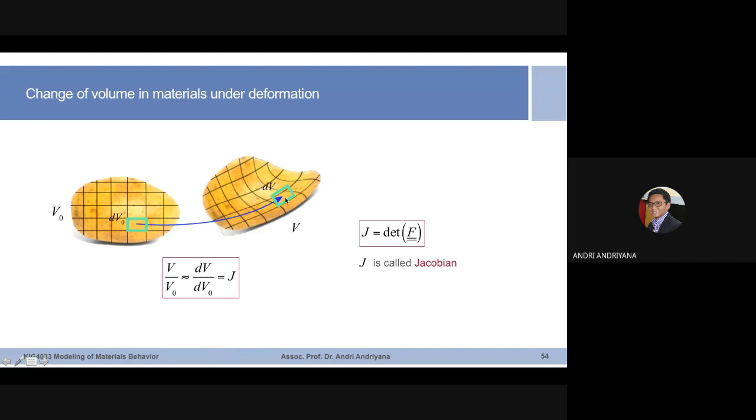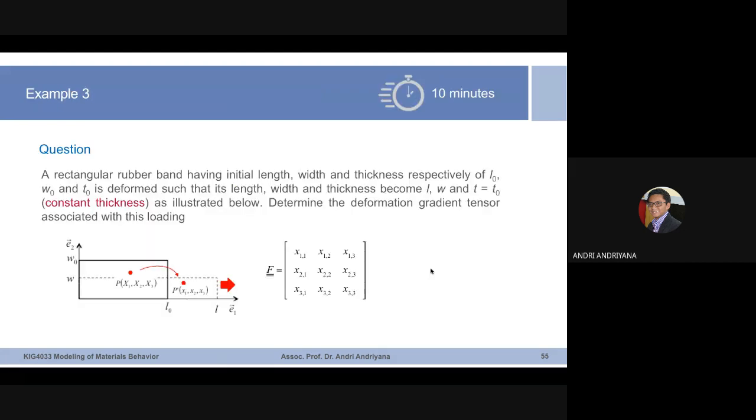So the change of volume of the potato, I can predict it from the change of volume of this small element, and then it is equal to J, where J is the determinant of the deformation gradient tensor that I have introduced before. So if you have the information on the deformation gradient tensor, you will be able to predict what will be the deformed shape of your materials, what will be the volume change of the materials under deformations. And this quantity J, determinant F, is called the Jacobian. Okay. All right. These are the basic things.